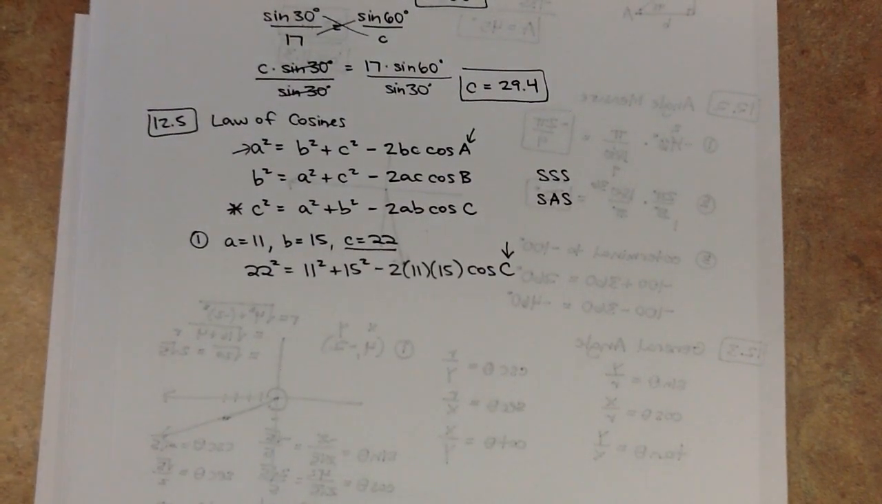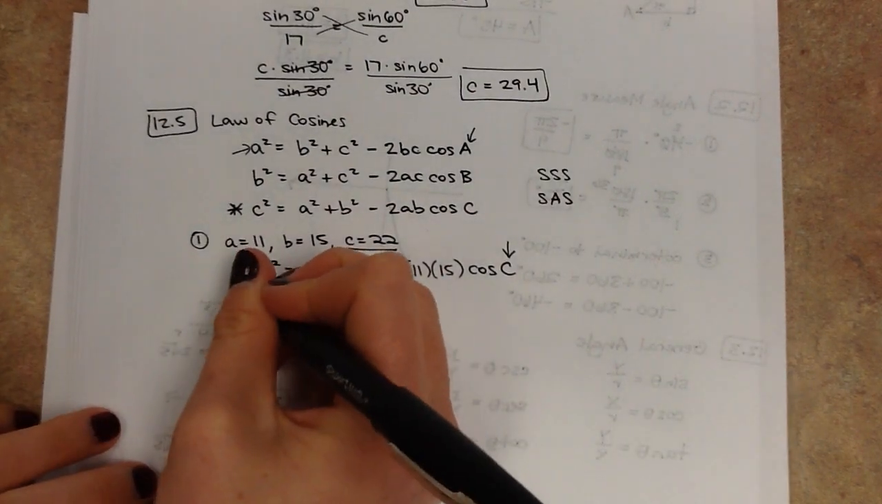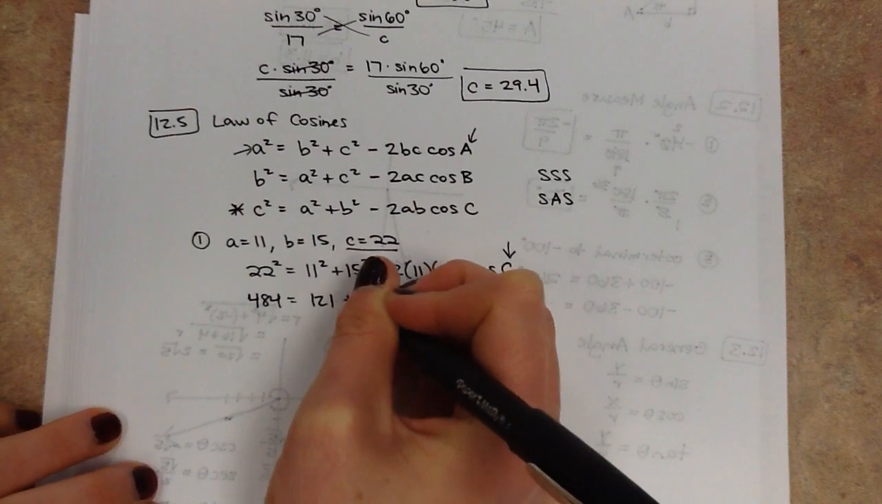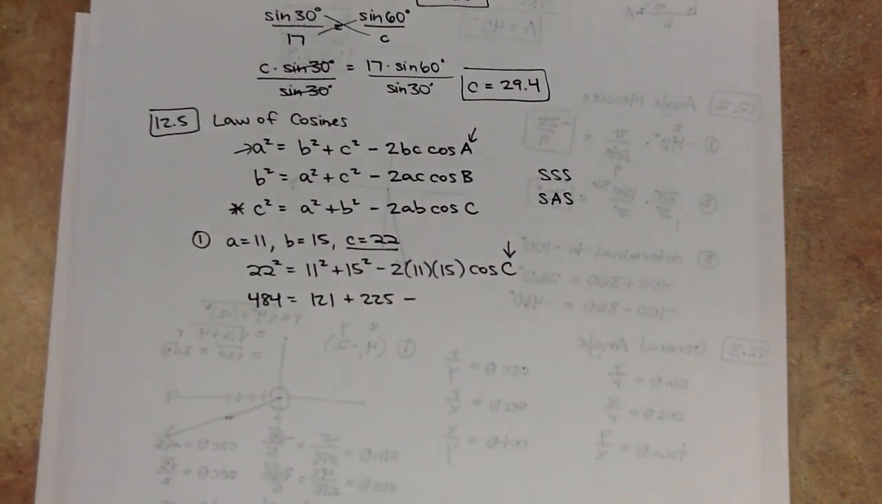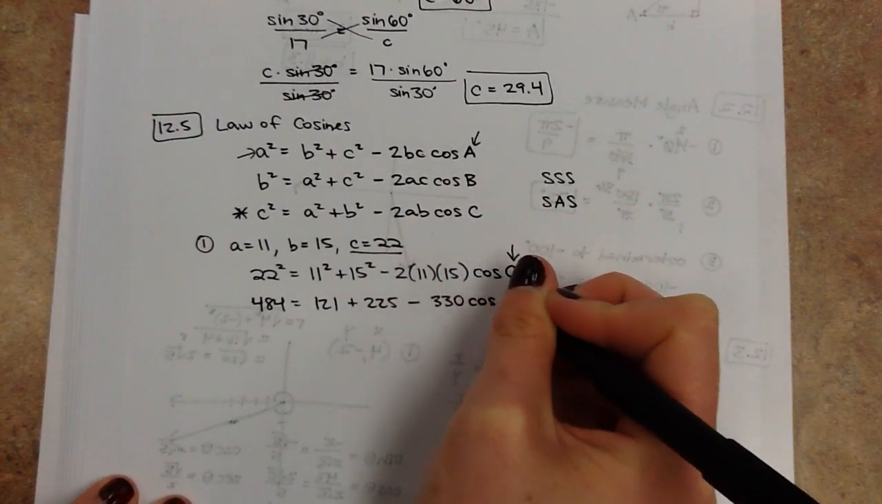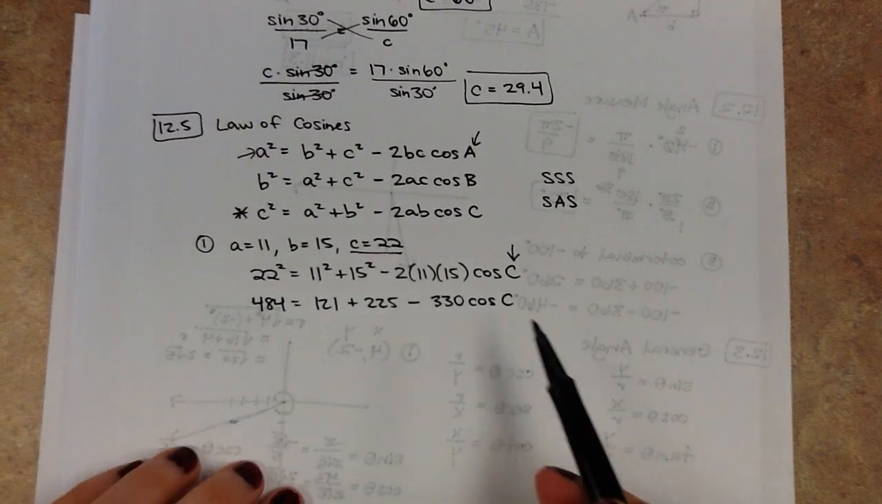So we get 22 squared, which is 484, equals 11 squared plus 15 squared minus 2 times 11 times 15 times the cosine of c. Okay, so I just used the calculator to get those values.